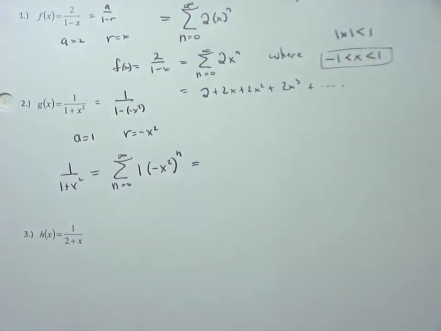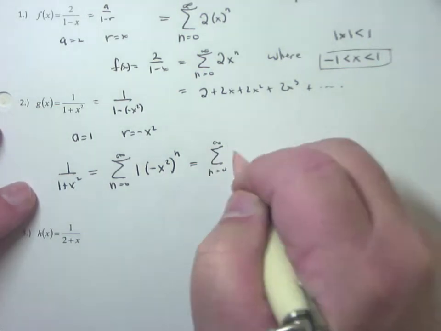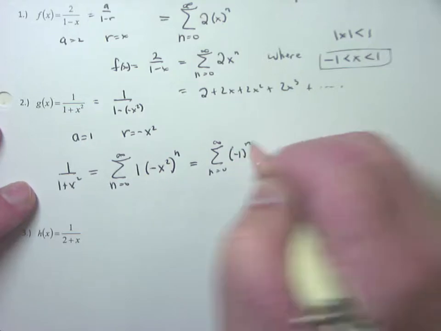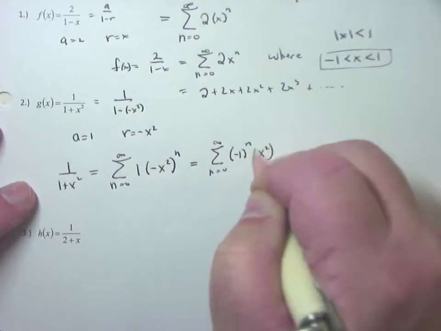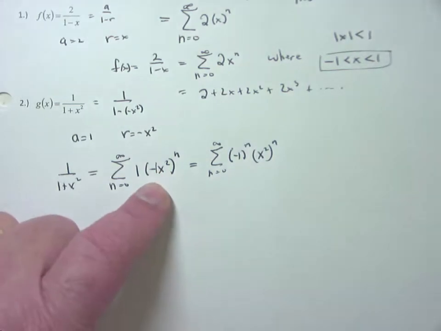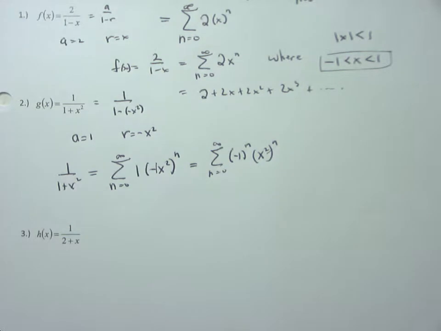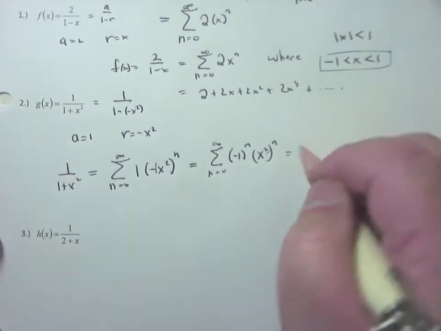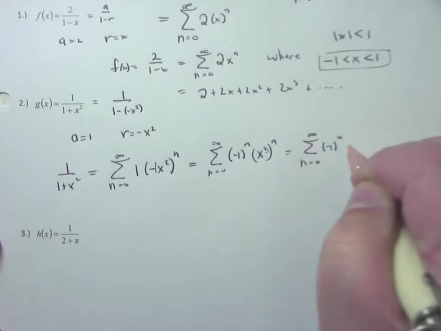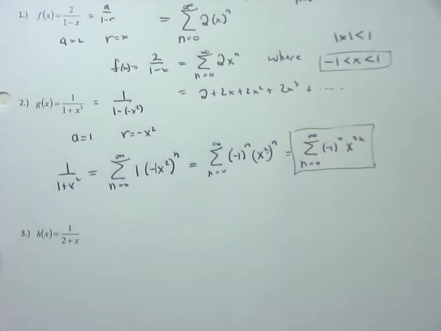But you want to clean it up. This will be the sum as n goes from 0 to infinity of negative x squared, and when you distribute the n, that'll be negative 1 to the n, x squared to the n. I just distribute the n because this officially is negative 1. But, clean it up. Power to a power, what do you do with the powers? Multiply. So this will be the sum as n goes from 0 to infinity of negative 1 to the n, x to the 2n. This is your power series representation formula.